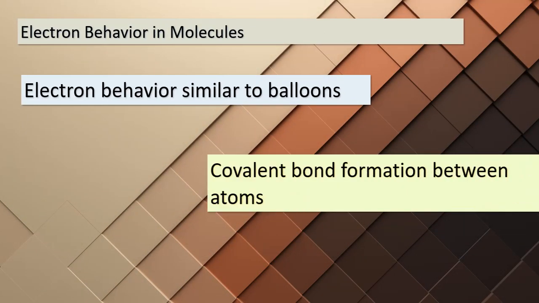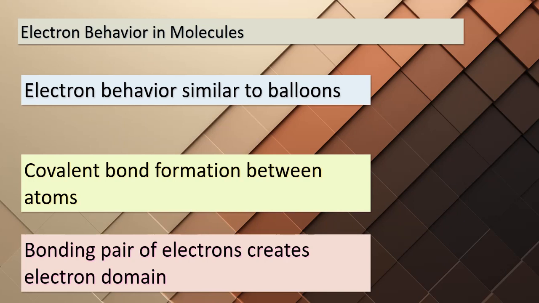Welcome back, dear students. Today, we're delving into the fascinating behavior of electrons within molecules, and you'll be amazed by how similar their behavior is to something as simple as balloons. Just as balloons occupy space, a covalent bond is formed between two atoms when a pair of electrons occupies the region between them. This pair of electrons is called a bonding pair and defines what we call an electron domain. This domain represents the area where the electrons are most likely to be found.